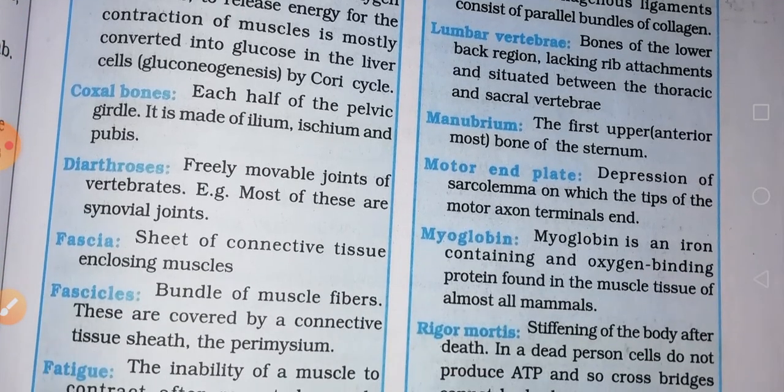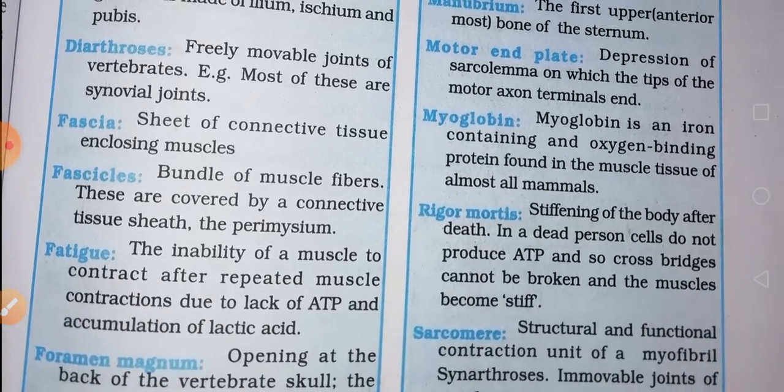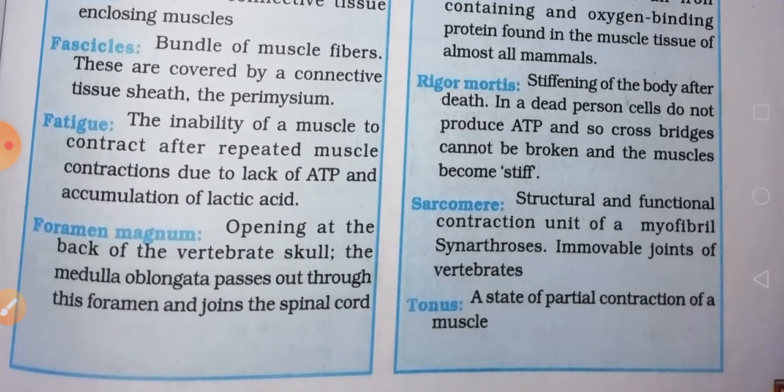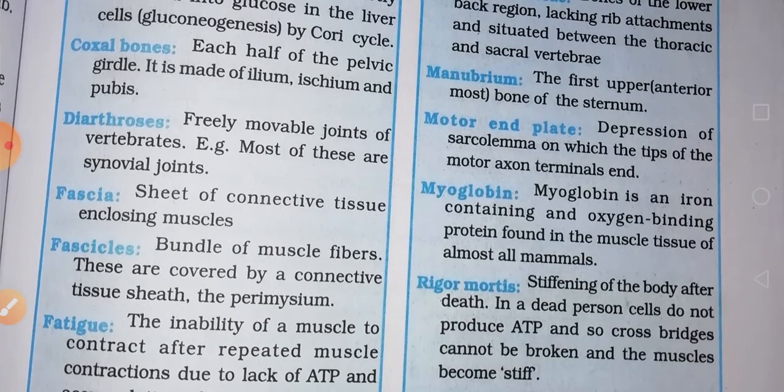Diarthrosis: freely movable joints of the vertebrae, most of which are synovial joints. Foramen magnum, what is it? Foramen magnum is nothing but the opening at the back of the vertebrate skull. The medulla oblongata passes out through this foramen and joins the spinal cord. Foramen magnum is important.